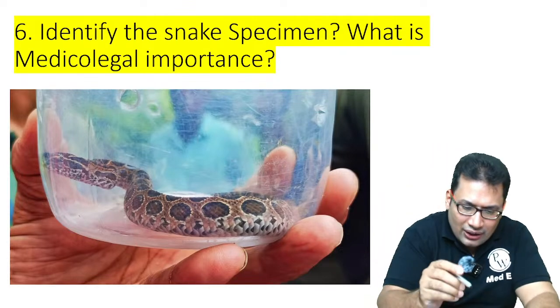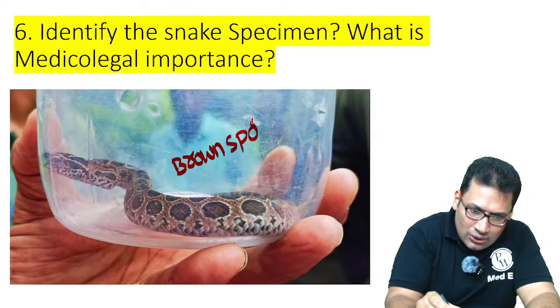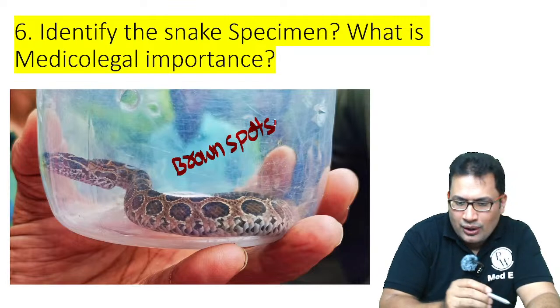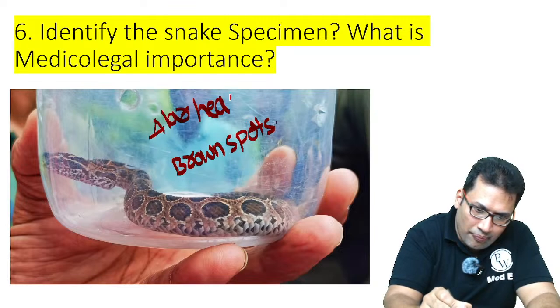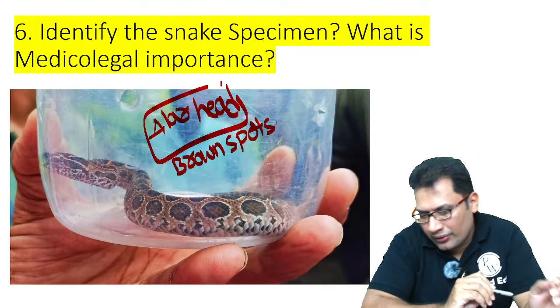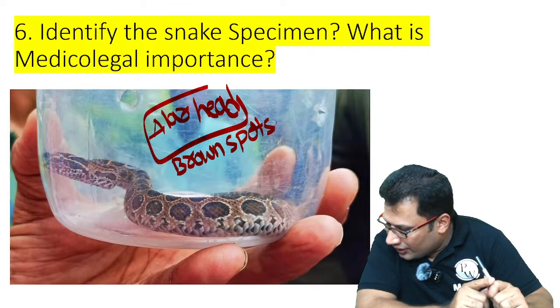What you can see here are brown color spots, and a triangular head. Okay, triangular head and brown spots. So, what is this? Let's see who is going to answer this.